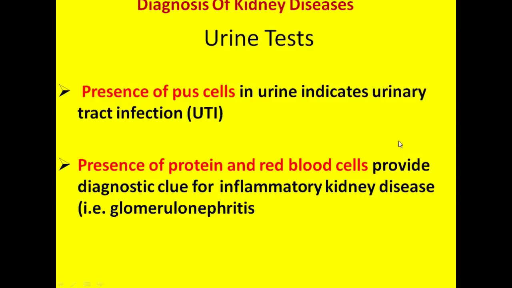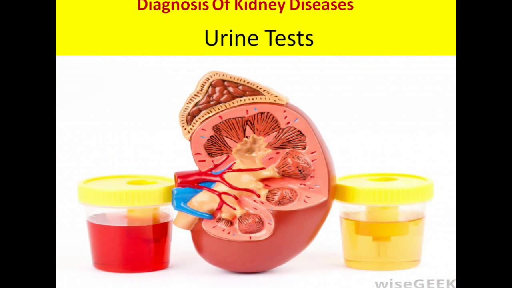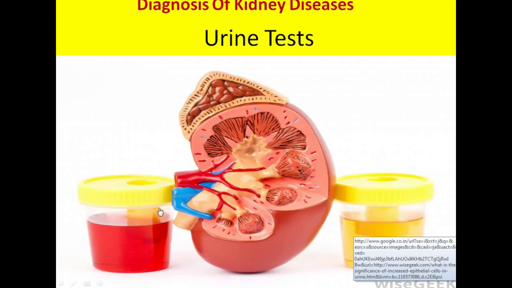Presence of pus in the urine indicates urinary tract infection. Presence of protein and red blood cells provides a diagnostic clue for inflammatory kidney disease. We call it glomerulonephritis. So normal urine, when it becomes this color, is a definite cause for worry.